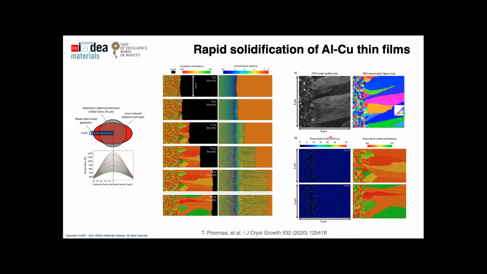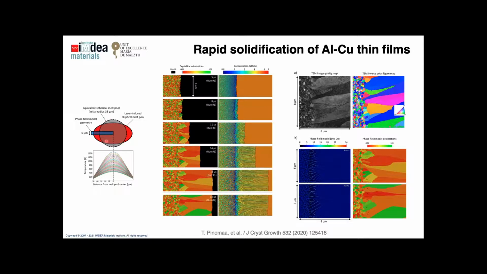Now let me jump to something that is not additive manufacturing, but something that is very much rapid solidification. That is these DTEM experiments, these dynamic TEM experiments. And that's what Pinomaa and Provatas have used to actually use their model, right? The model that changes the anti-trapping current term. And they use a little thermal model for this melt pool.